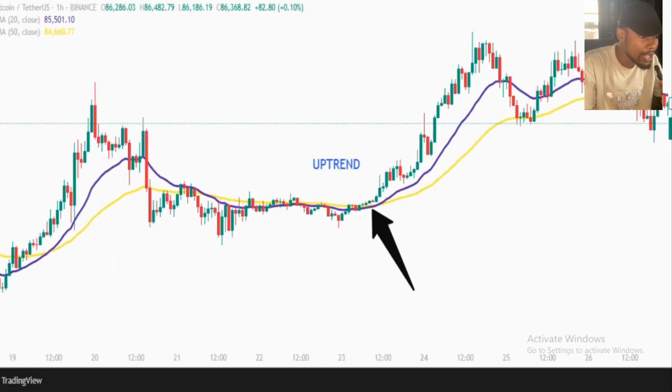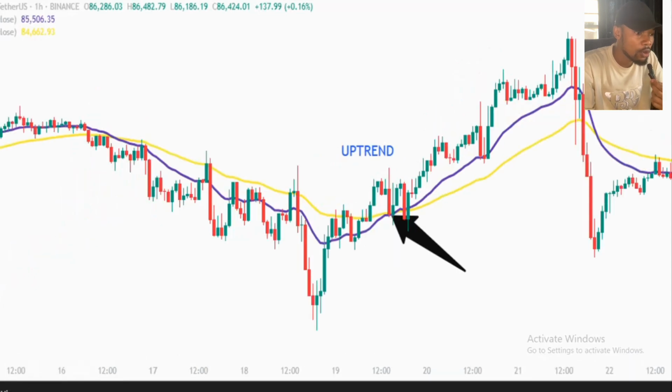Whenever the 20 EMA crosses over, whenever this blue line crosses over the yellow line, then we would enter a trade in the upwards direction, which means an uptrend. This is the strategy here: whenever the blue line crosses over the yellow line from down to up, it means an uptrend. This has been seen in so many places. Uptrend again here. Whenever this blue line crosses over the yellow line, it is regarded as an uptrend.